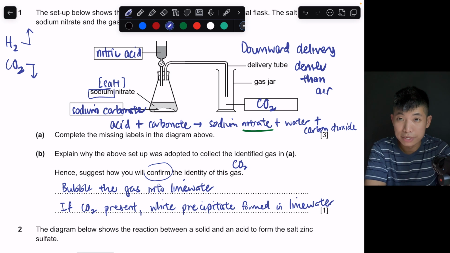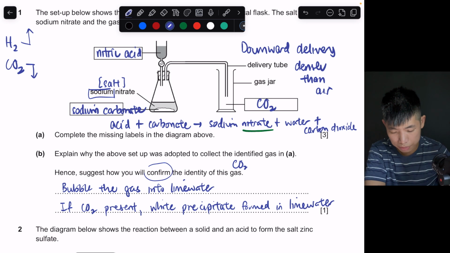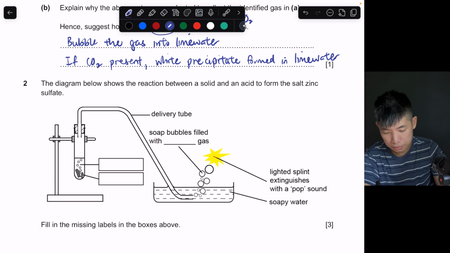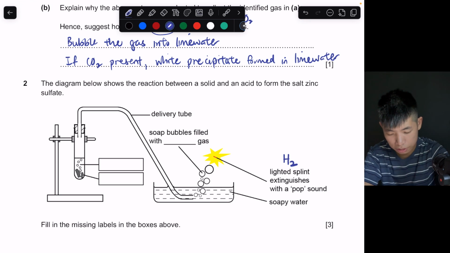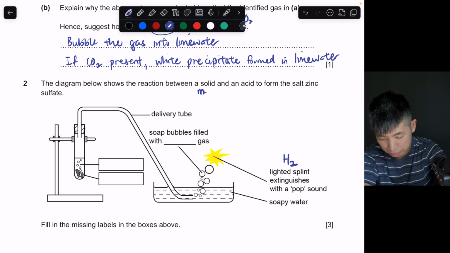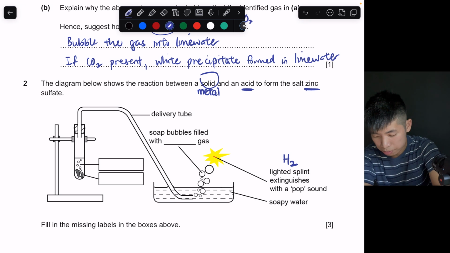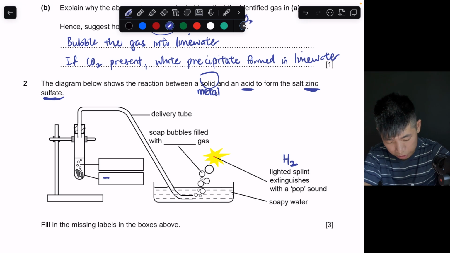If carbon dioxide is present, a white precipitate is formed in lime water. So next one, we see that the lighted splint is extinguished with a pop sound. This is hydrogen gas, which means that it is an acid and metal reaction. We form zinc sulfate. The metal must be zinc. The acid must be sulfuric acid.